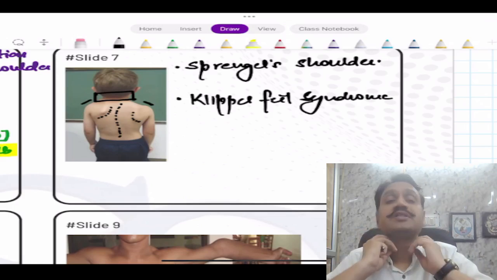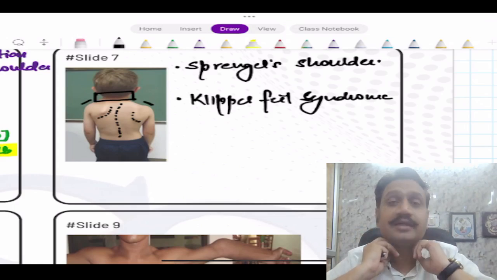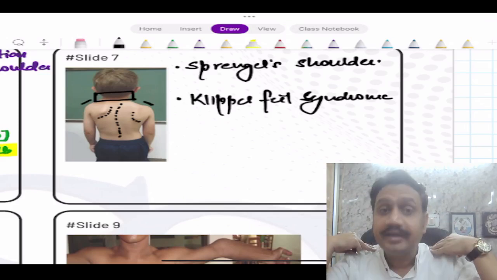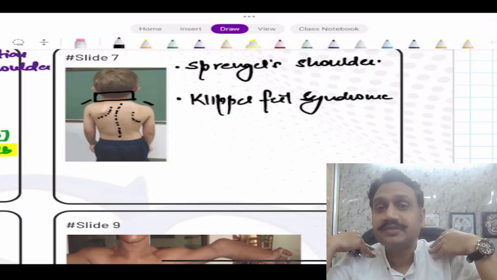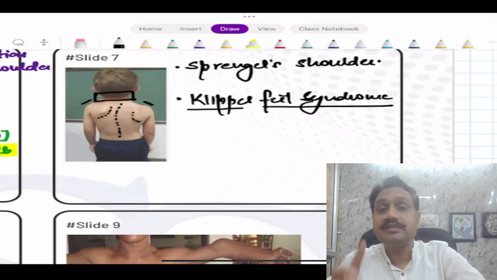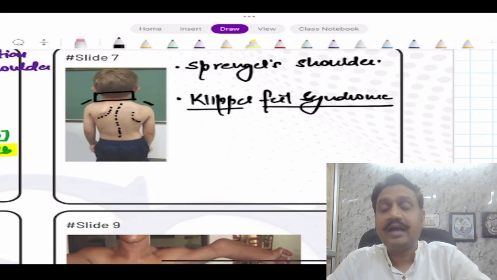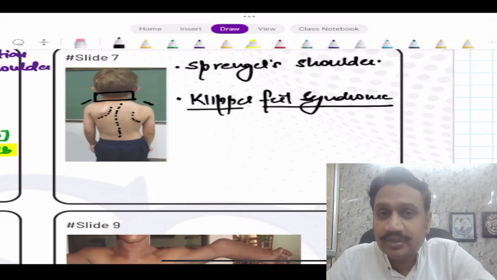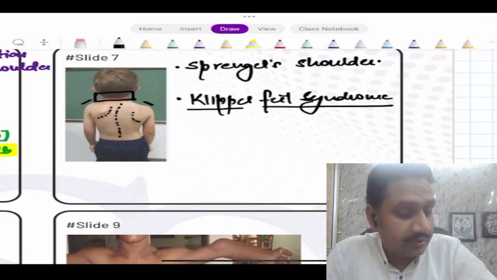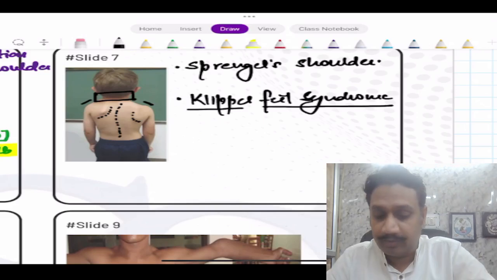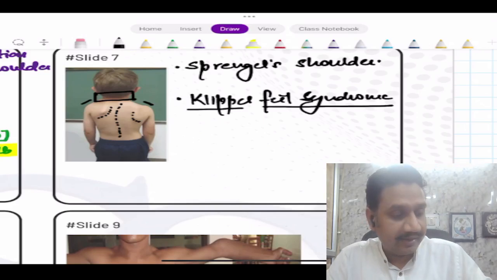Klippel-Feil is the fusion of the cervical vertebrae. Because of that, there is no length in the neck, and there is a curve on the back associated with the failure of descent of the scapula. That is Klippel-Feil syndrome. So Sprengel is just failure of the descent of the scapula, and Klippel-Feil is the syndrome which has scoliosis, cervical spine fusion, and the failure of descent, that is Sprengel's shoulder. It has been asked a number of times, so you should all be aware of this problem, Sprengel's and the Klippel-Feil syndrome.